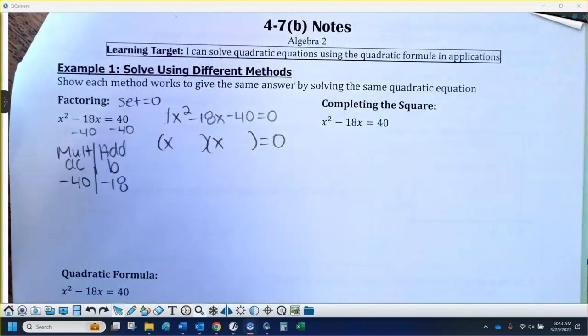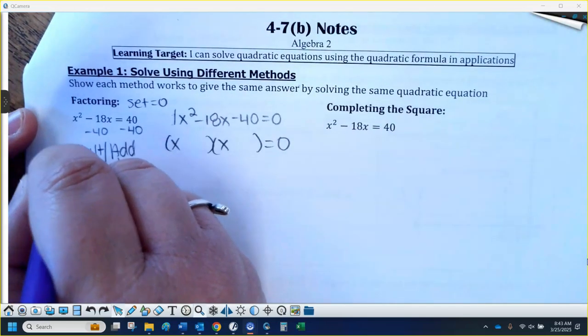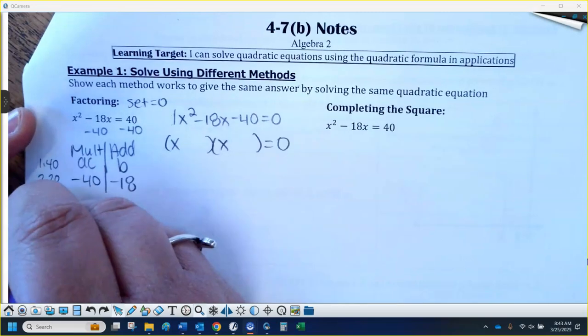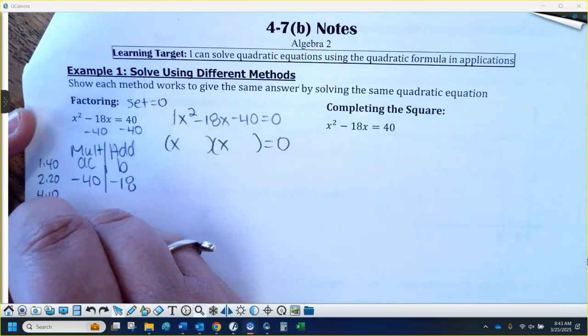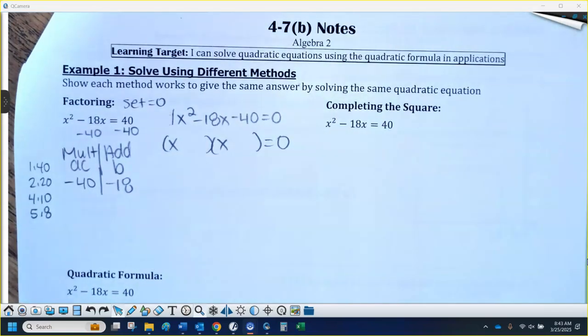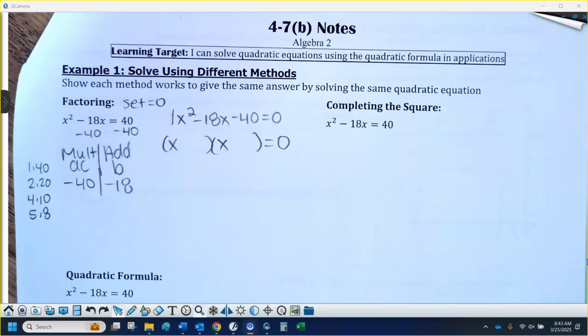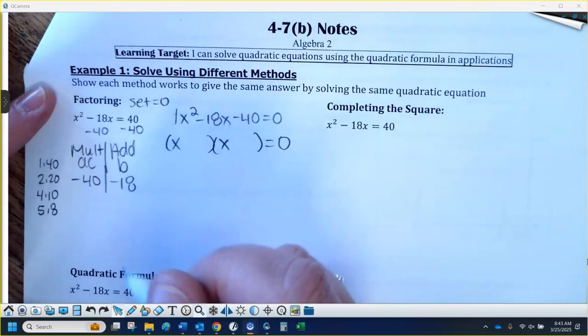So now, 40 has a lot of options. You got 1 and 40, you got 2 and 20, you got 4 and 10, and you've got 5 and 8. So I somehow have to get a combination. If I multiply them, it would be negative 40. So to get a negative, you got to have one negative number, one positive. And then I want to add up to get negative 18. What combination of factors can I use there to make both of those things happen? The 2 and the 20. Okay, which one's negative, which one's positive?